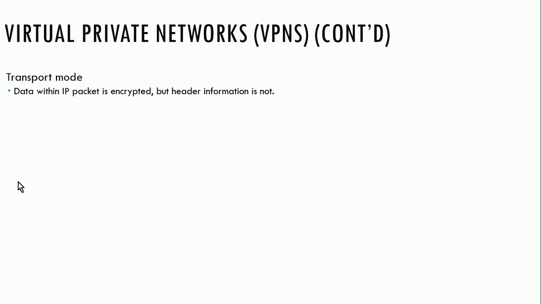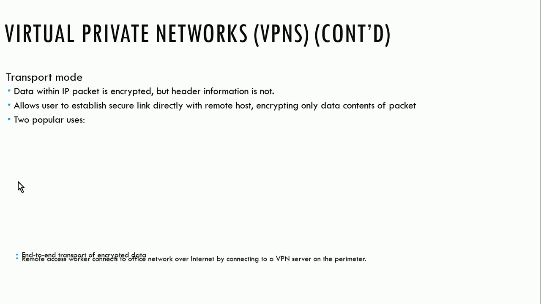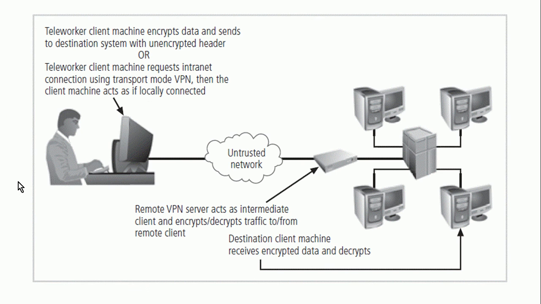So transport mode is when the data within the IP packet is encrypted, but the header information is not. It allows the user to establish a secure link directly with the remote host, encrypting only the data contents of a packet. So you'll see these in end-to-end transport of encrypted data, or a remote access worker connecting to an office network, for example.